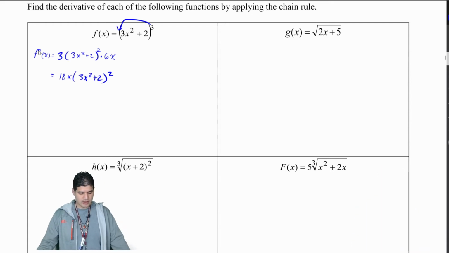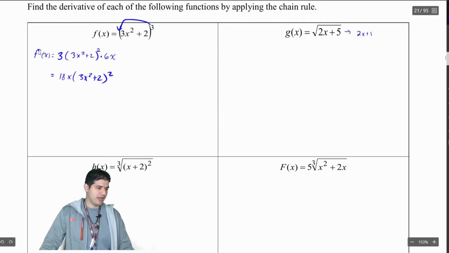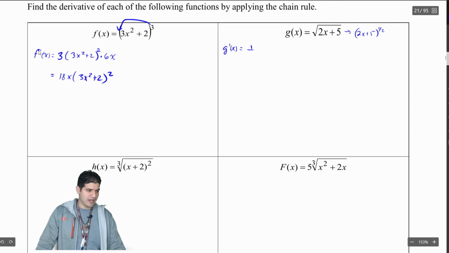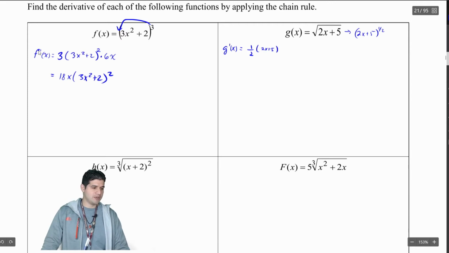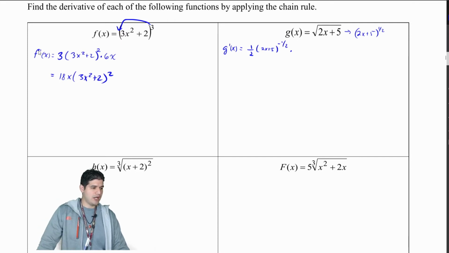Now we're going to move over here to our next problem. So think about the square root of 2x plus 5, okay? So that's going to be 2x plus 5 to the 1/2 power. And so now when I'm finding g prime of x, I'm going to bring that 1/2 down, so 1/2. I'm going to hold on to the inside, so 2x plus 5, and I'm going to subtract 1 from the exponent, so negative 1/2. And then I'm going to multiply by the derivative of the inner part. So now I'm going to multiply by 2.